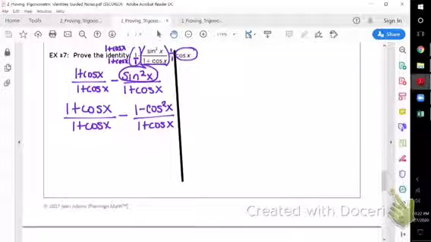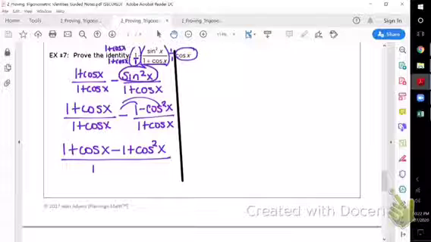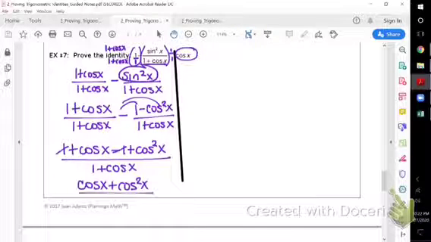And now I'm going to go ahead and combine my fractions. I'm going to distribute this negative sign there. So I have this 1 plus cosine of x, then minus 1 plus cosine squared of x over our common denominator. Combine like terms. My ones are going to cancel. I'll just leave it like it is. So we got cosine of x plus cosine squared of x all over 1 plus cosine of x.